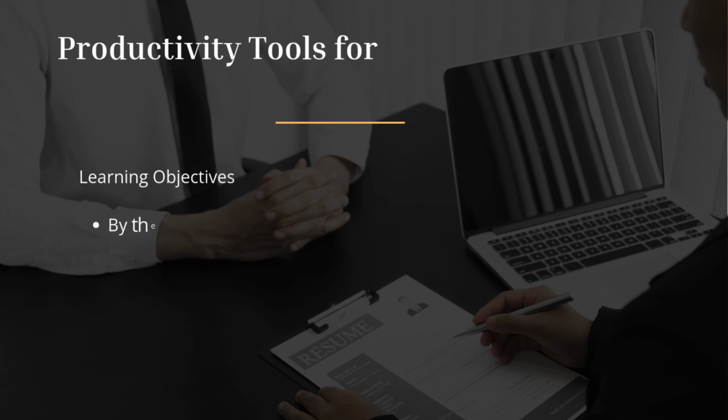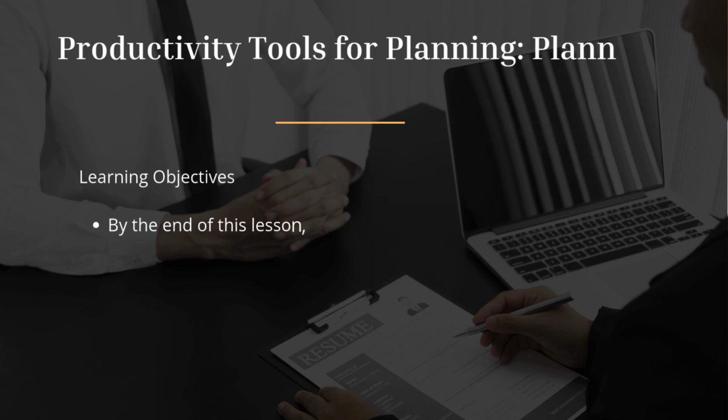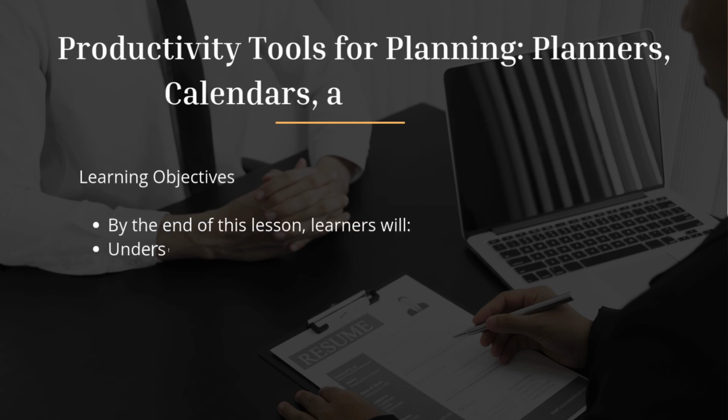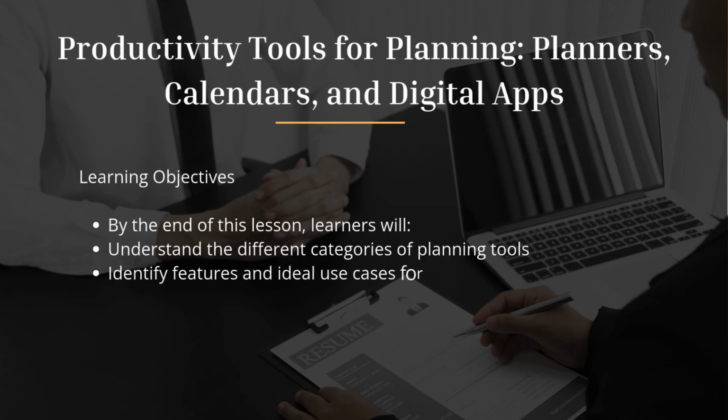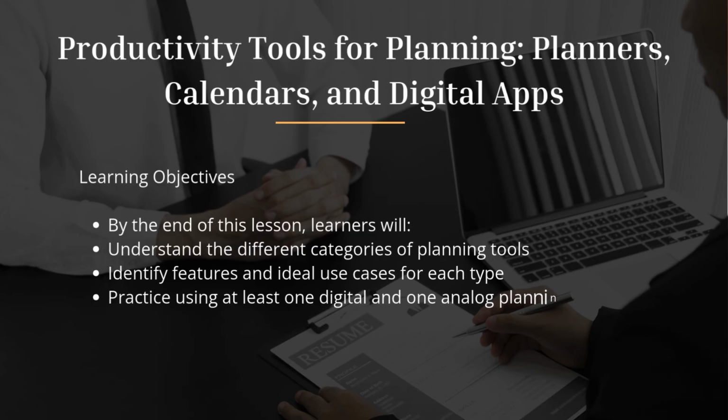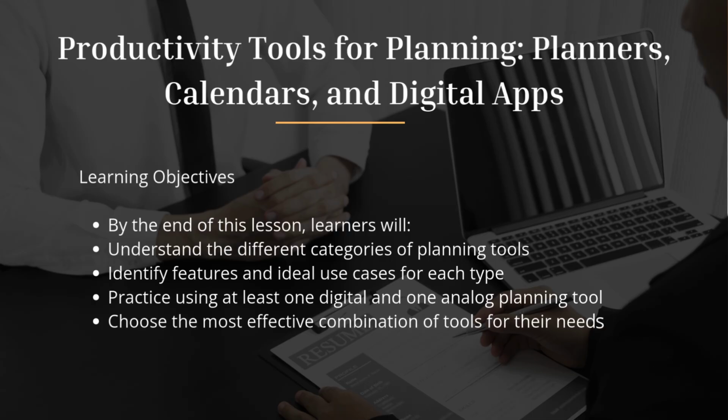Productivity tools for planning: planners, calendars, and digital apps. Learning objectives. By the end of this lesson, learners will understand the different categories of planning tools, identify features and ideal use cases for each type, practice using at least one digital and one analog planning tool, and choose the most effective combination of tools for their needs.